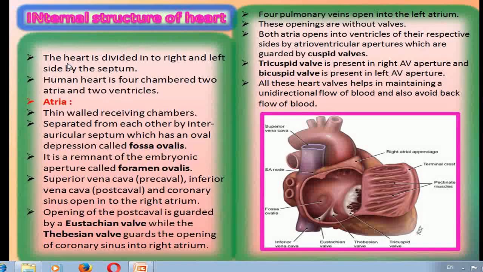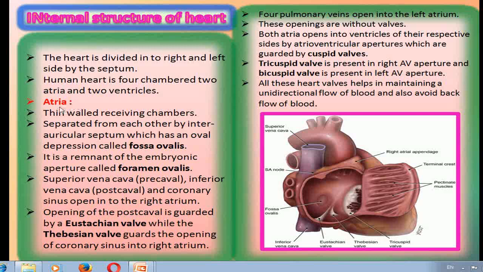Good morning, students. Today we will learn the next topic of chapter number 8, the internal structure of the heart. The heart is divided into right and left sides by the septum. The human heart is four-chambered, with 2 atria and 2 ventricles.